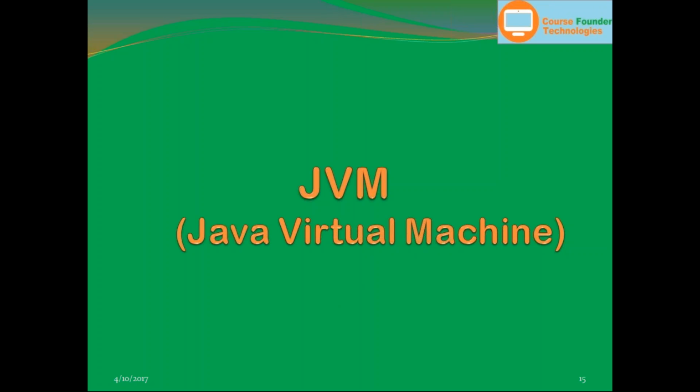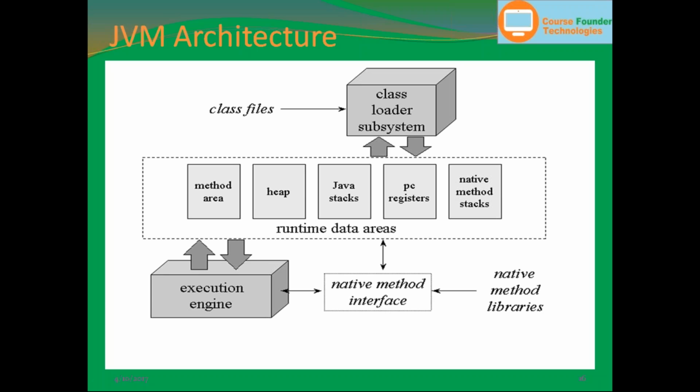JVM is Java Virtual Machine. So this is the JVM architecture. It is very easy. If you see it the first time, it looks like a complicated diagram, but it's very easy. I can explain you. First, when you write a .java program, what will you do? You will compile it, correct?